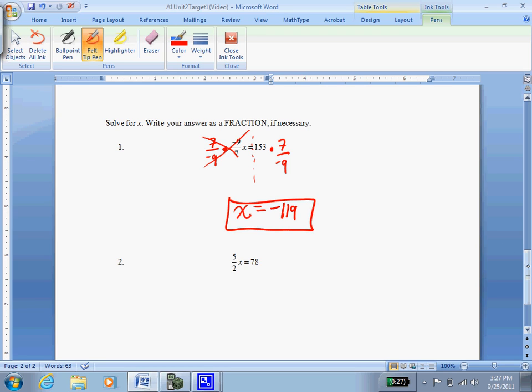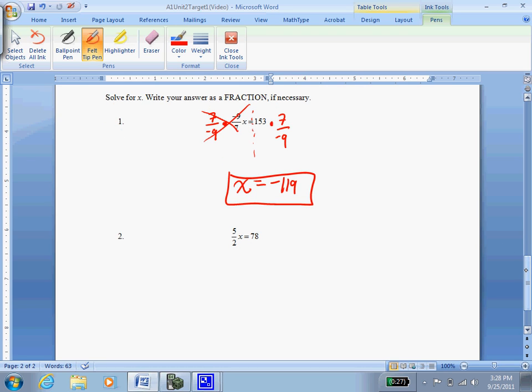Right? Last one, 5 halves x equals 78. It's the 5 halves is touching the x. It's a fraction. I need to multiply by the reciprocal. So times 2 over 5 on the left, times 2 over 5 on the right. That crosses out. X equals, we have just the 1x, so we're good.